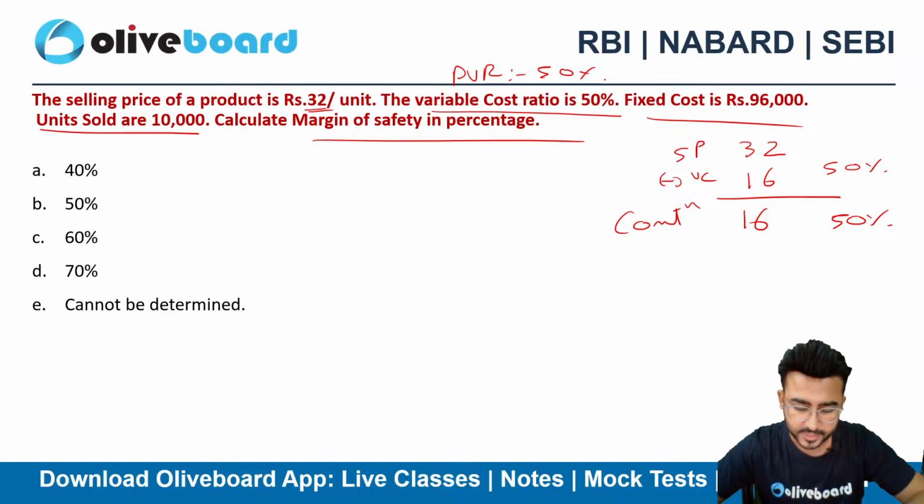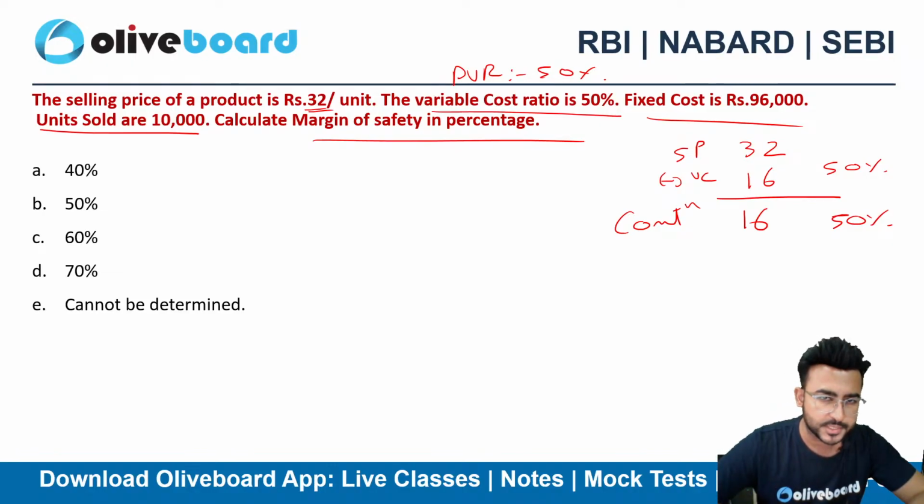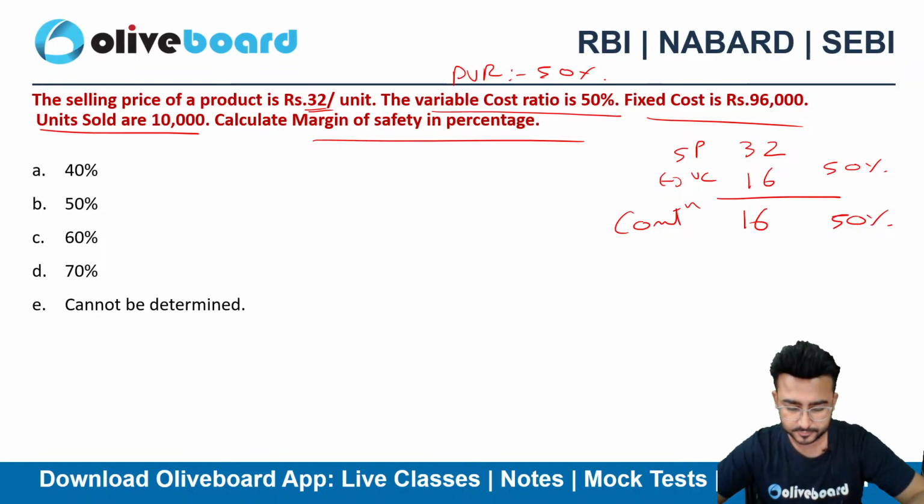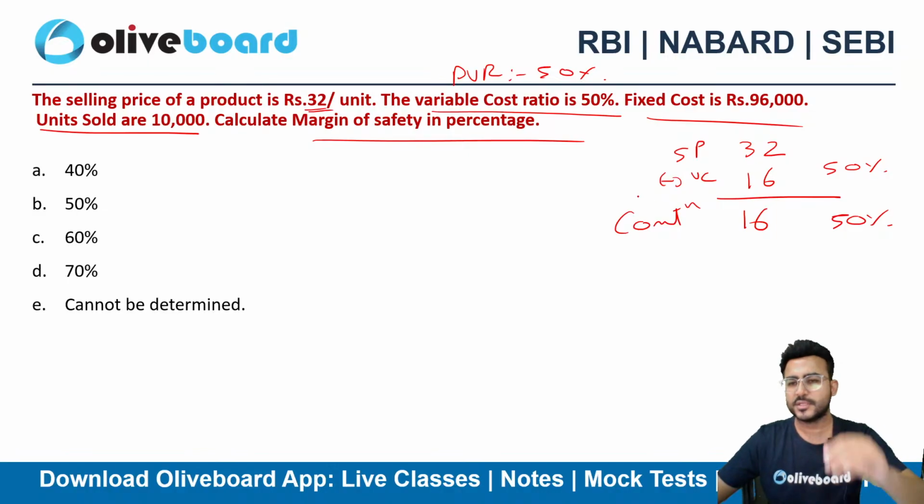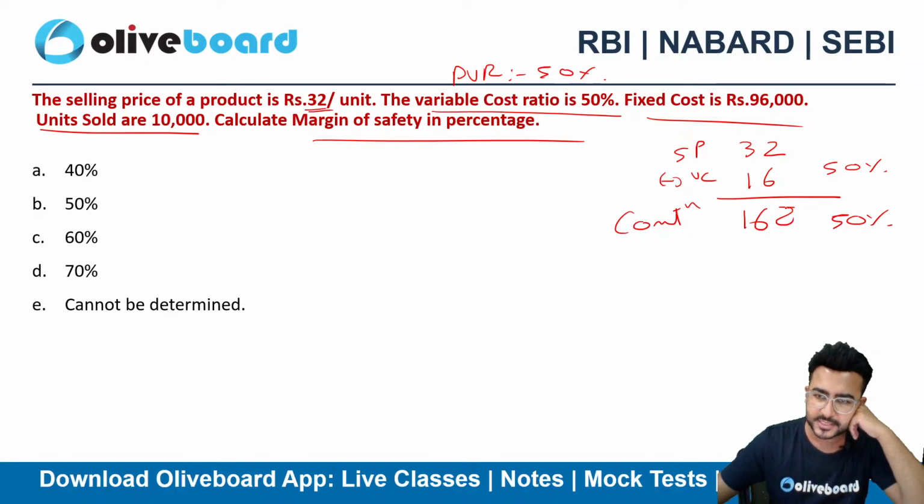What do you think, guys, the correct choice here? As per your opinion, margin of safety in percentage. So I can see that my contribution per unit is 16 rupees. How many units are there? 10,000. That means 16 into 10,000. This will be my contribution in value.